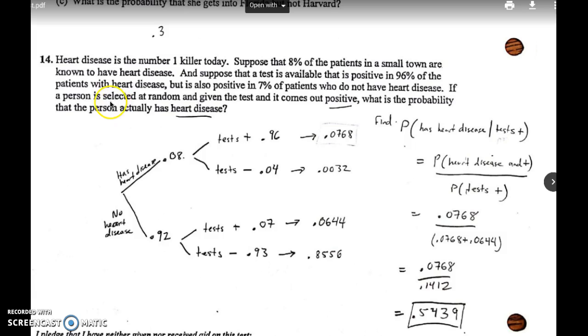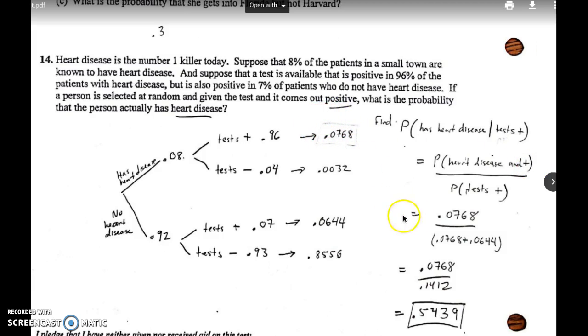Now they're asking us, if the person is selected at random and the test comes out positive, what's the probability that they had heart disease? So we're looking for the probability that someone has heart disease given the fact that they tested positive. So the formula for that is, again, the conditional probability formula. You're going to find the probability of having heart disease and being positive, and divide that by the probability that they tested positive.